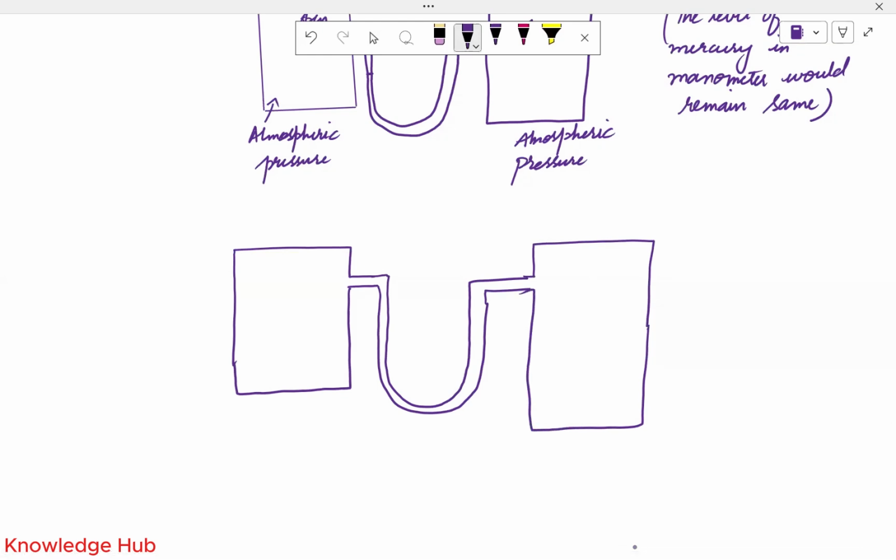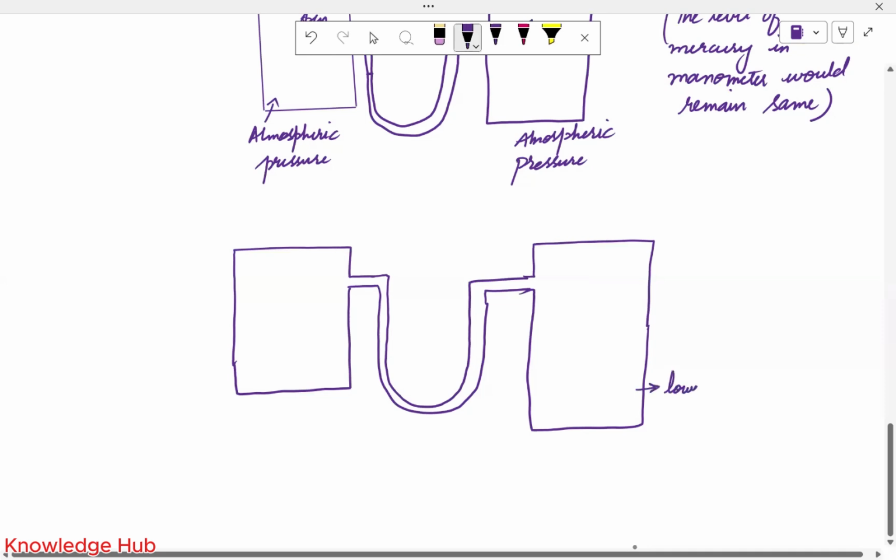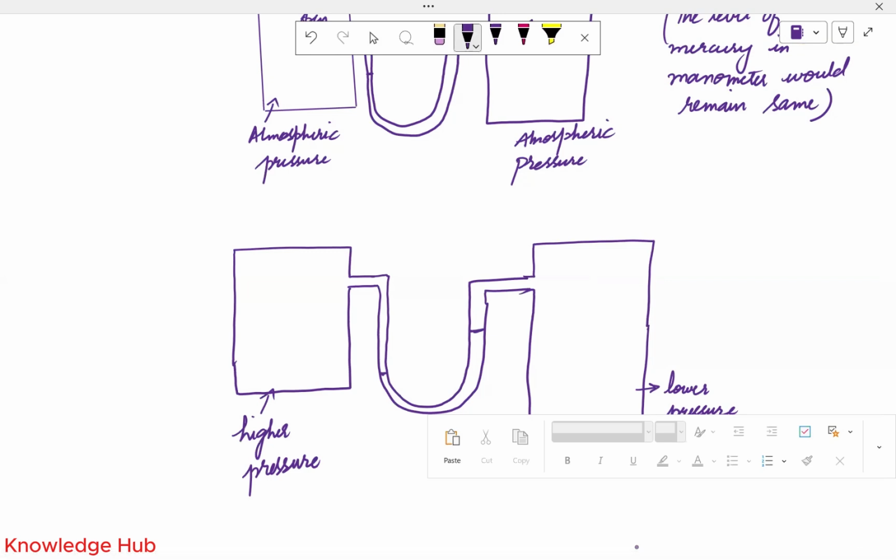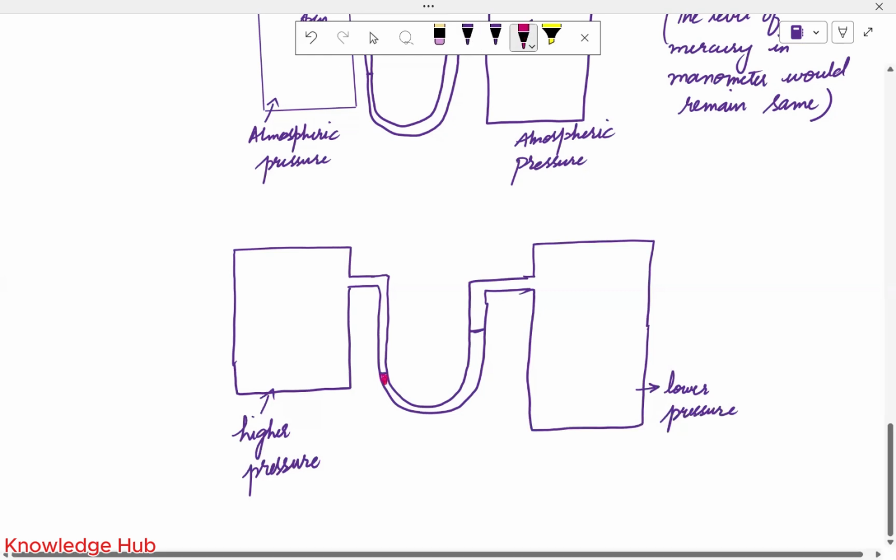Okay. So this is the area of lower pressure and this contains the higher pressure. Because of higher pressure, what happens? Mercury here would move downward. So it comes here and this level goes up, because high pressure is exerting force here on mercury. Higher pressure would exert more pressure on mercury, so that level of mercury would go downward.